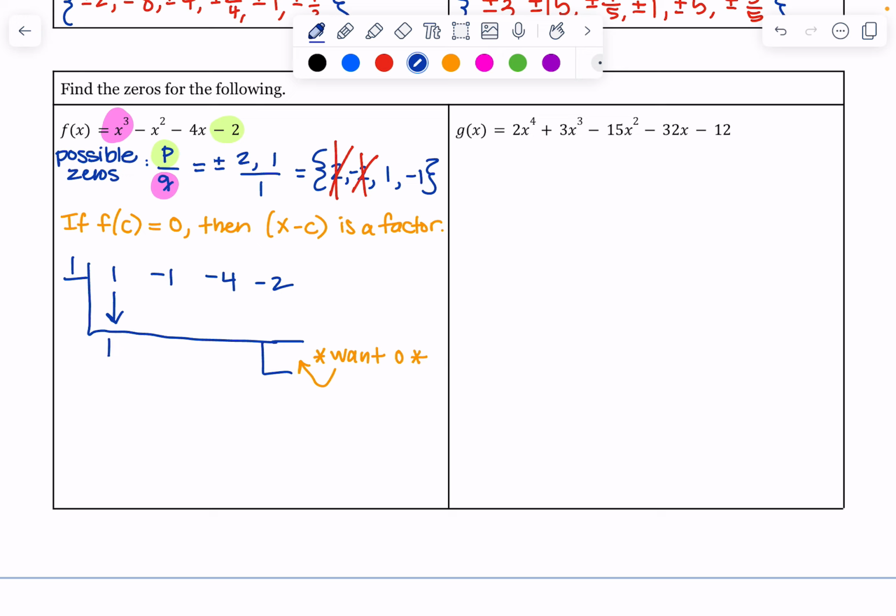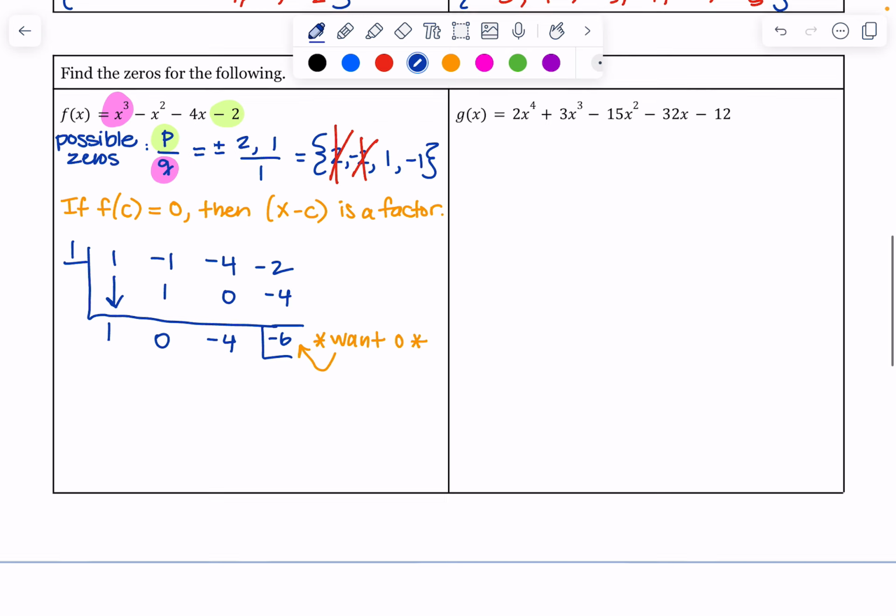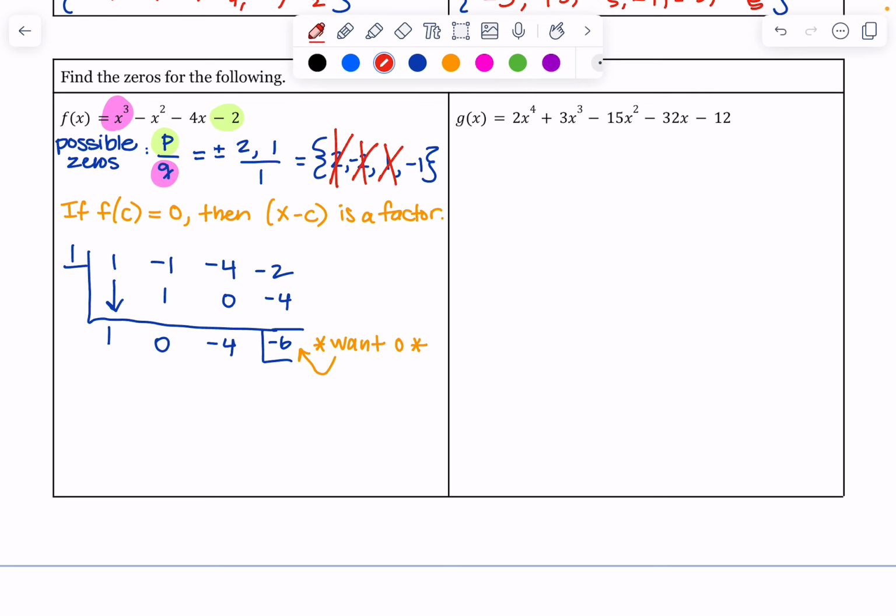I'm going to bring down the 1, multiply and add, multiply and add, multiply and add. Okay, so I didn't get that again, so I'm going to mark off 1, erase everything, and then we'll try -1 because it's our last option. If it does not work, then this one would not be factorable. There's no zeros, but I think that it does work.